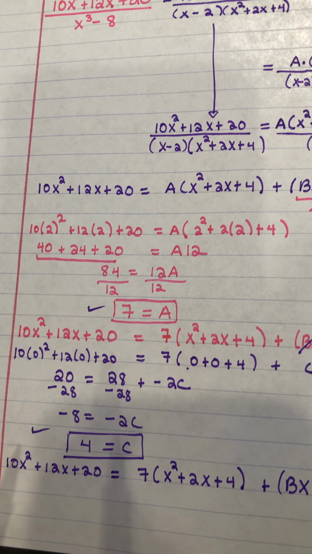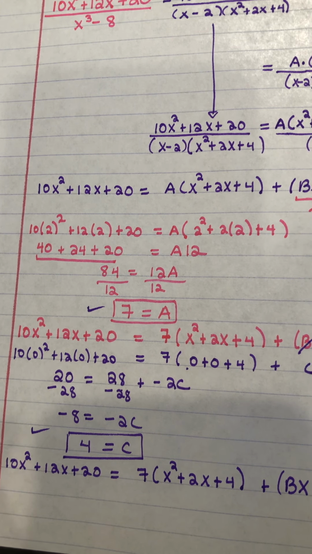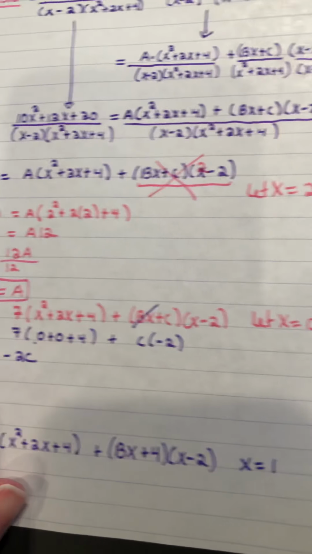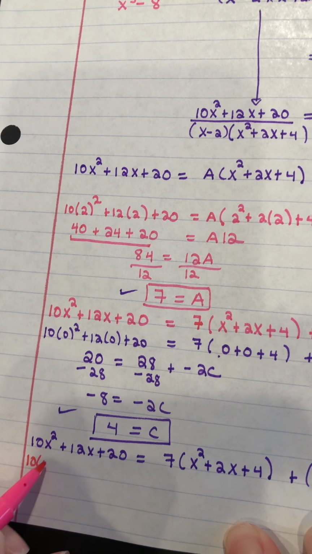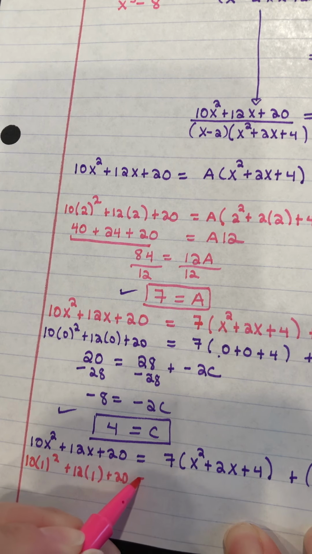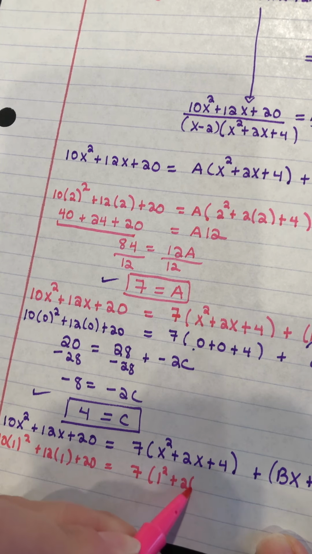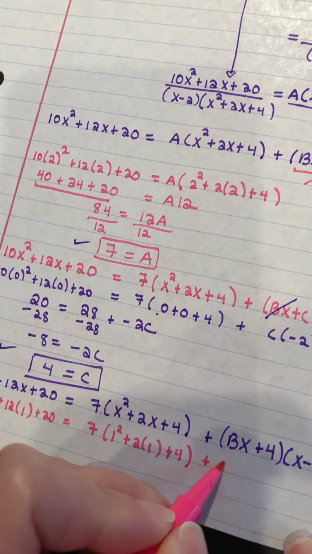So now I need to pick a third x value. I can't pick 2. I already chose 2, and I can't pick 0. So I need something super easy because I need to solve for b. And in my opinion, there's nothing easier than x equals 1. 1 is just a super easy number to work with. So I'm finally going to pick x equals 1, and I'm going to plug that in to my equation. Okay, keeping a is 7. Oh no, I'm sorry, I'm looking for b.